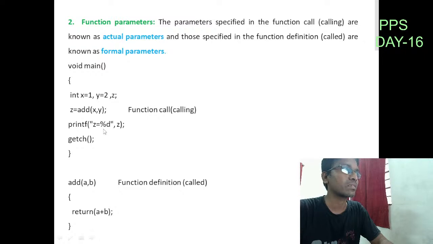So that is about function parameters. We have two types of parameters. The calling function's parameters are called actual parameters. In the called function, the parameters are called formal parameters. So that is the only difference here.